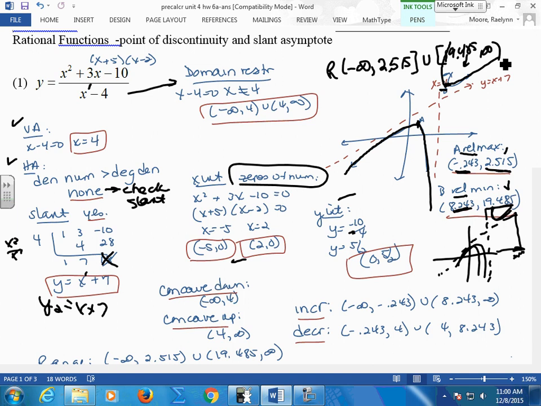Concavities, this clearly makes a nice cave down. Negative infinity, whoops, hit the wall, 4. This clearly makes a nice cave up, 4 to infinity.